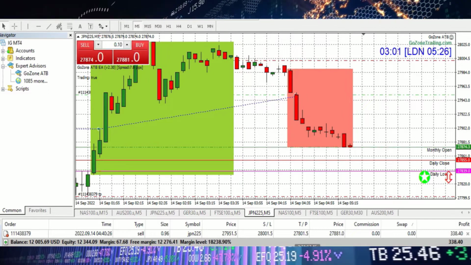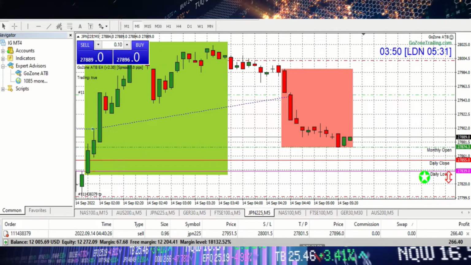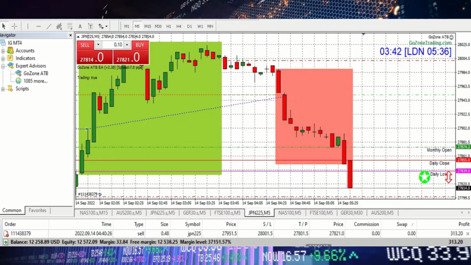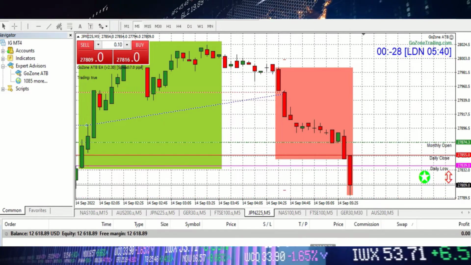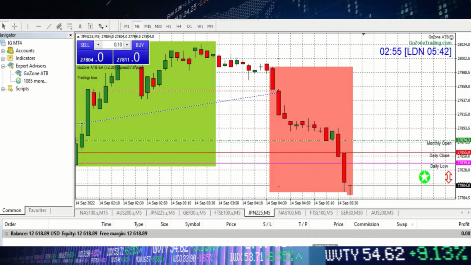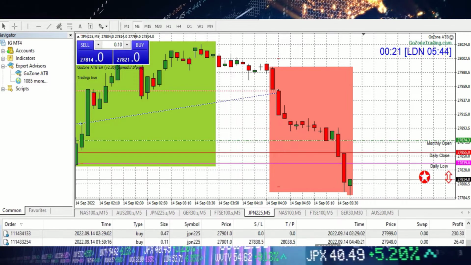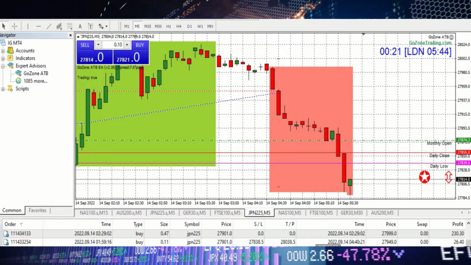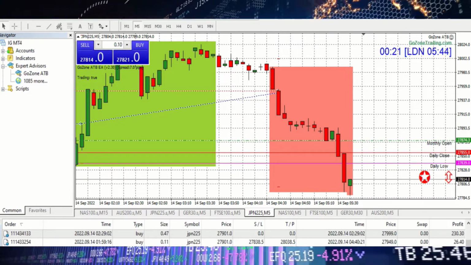Today we're introducing our Go Zone automated trading bot. This is not a scalping bot or a get-rich-quick scheme. This is based on a solid, consistent trading plan using the Go Zone ATB indicator. By the end of this video, you'll see how effective this tool can be.